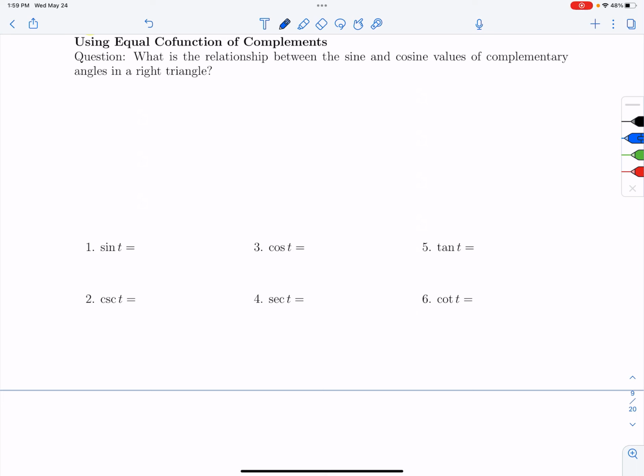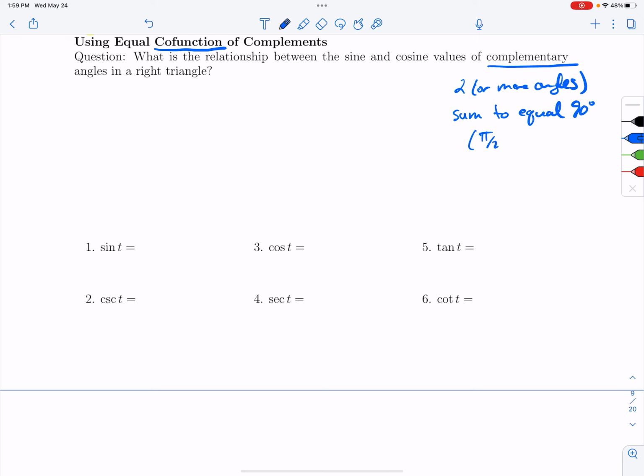In this video, I'm going to be talking about something called cofunctions. So the question is, what is the relationship between the sine and cosine values of complementary angles in a right triangle? First of all, complementary angles means that two or more angles sum to equal 90 degrees, or pi over 2 radians if we're measuring our angles in radians.